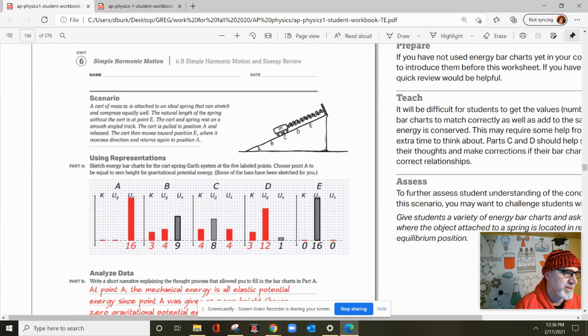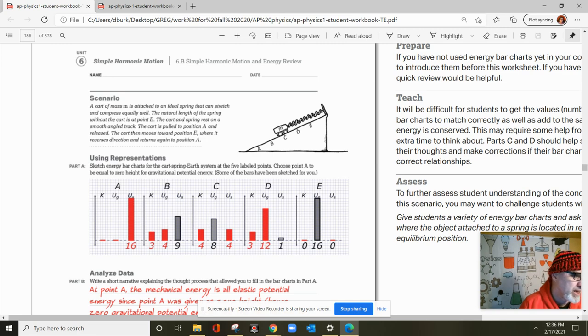All right, here's part B. Here are our energy sketches. So what's happening here? The cart M is attached to a stretching spring and it's on a ramp. The natural length of the spring without the cart is at point E, so it's stretched all the time. It's pulled to A, and now it's going to move up and down the ramp, up to point E, where it reverses direction and returns again.